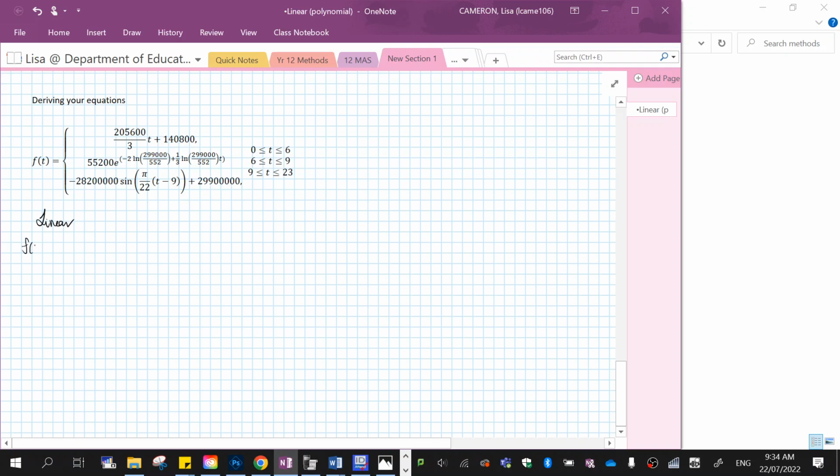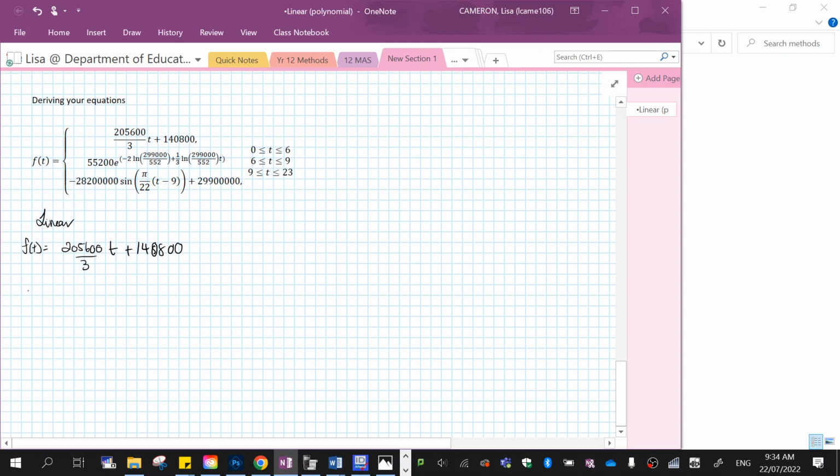So that is f of t is equal to 205,612 over 3 t plus 14800. You'll notice that I flip back to using t because that's the one that's actually in your assignment. The x's, it's just annoying really. Okay, so this is our equation that we're using.